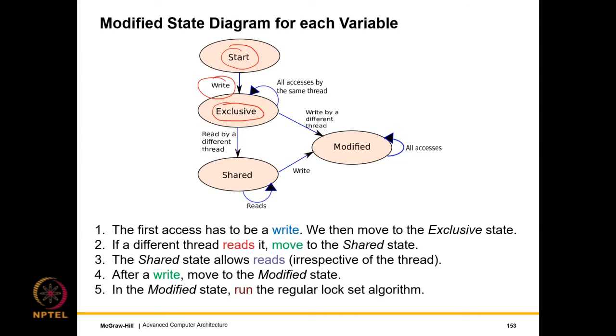Now, if there is a read by a different thread, then this could possibly signal the reader-writer pattern. So from here, we go to the shared state. The shared state has a connotation similar to cache coherence, where if there are reads, reads, reads, we continue to be in the shared state. So here again, there is no problem, because this shared state is the reader-writer pattern where you write once and then you keep on reading.